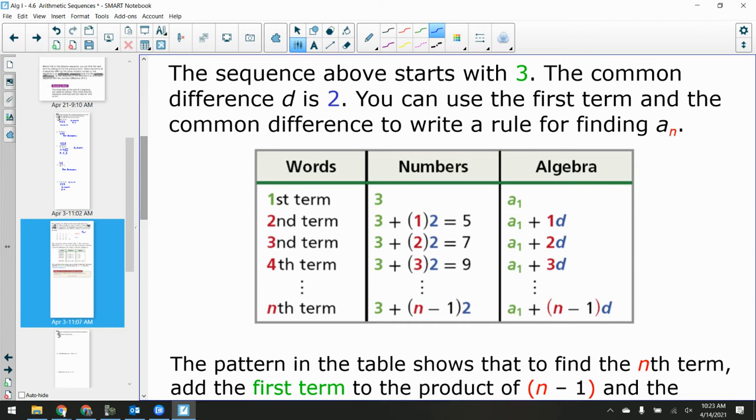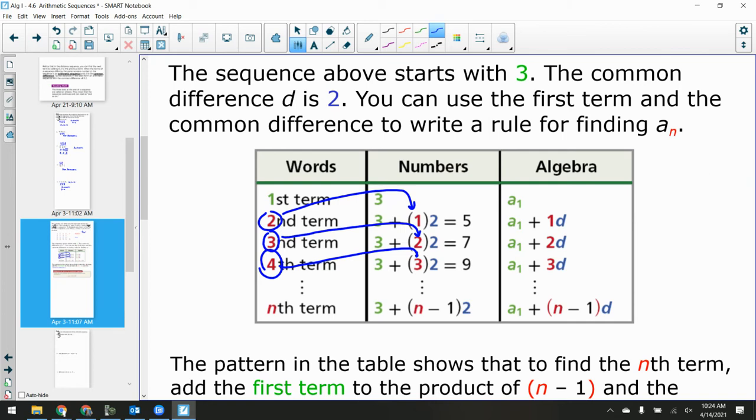Then I take cycles of my difference, right? If my common difference was 2, I could keep adding 2 over and over and over again. How many times? Well, it depends. I need to add it on a certain amount of times. How do we get that number? Well, if I want the second term, I'm going to add that on 1 time. If I want my third term, I'm going to add it on 2 times. I want my fourth term, I'm going to add that on 3 times. What's the pattern there? It's 1 minus the number of the term.